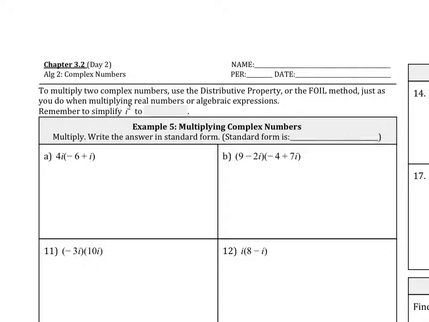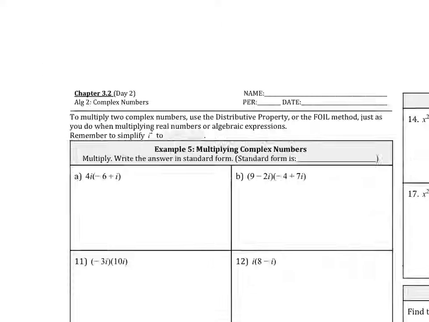3.2 day 2, we're going to look at multiplying complex numbers as well as solving. So we're going to multiply two complex numbers. You're going to use the distributive property or the FOIL method, just as you do when multiplying real numbers or algebraic expressions. Remember to simplify i squared to -1.